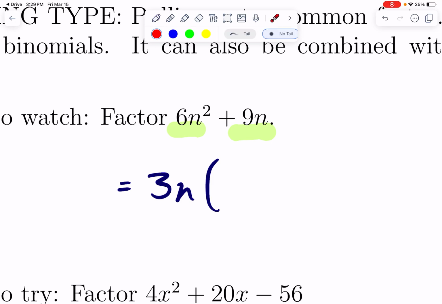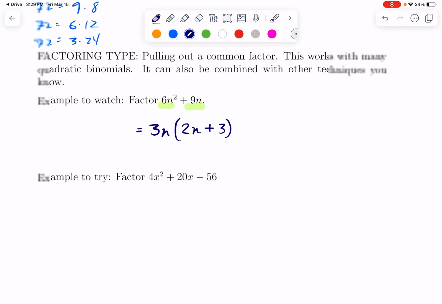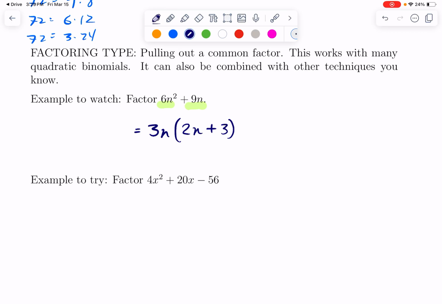And then what's left? Well, if I divide this by 3n, I'm left with the number 2 and one more copy of n. If I divide the second part by 3n, I'm just left with the number 3. That's our factorization. Always look to do this first, right? So we'll make a note here. Check for a common factor first. It can turn a hard problem into an easier problem.